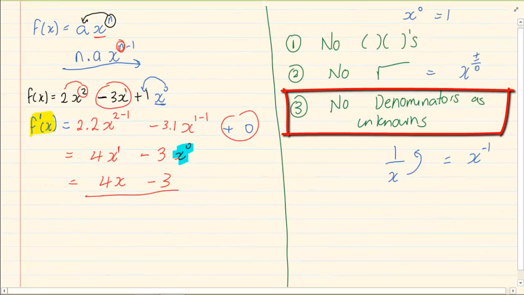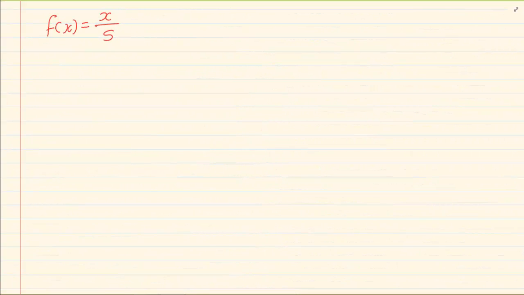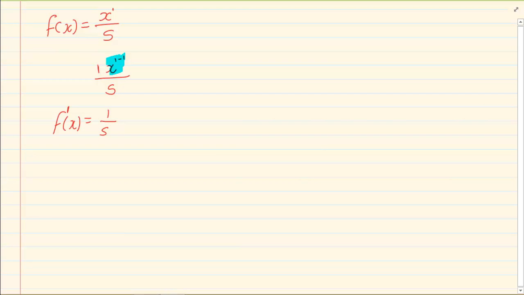If I gave you x over 5 and I told you, get me the derivative of x over 5. Now notice, the rule was no denominators that are unknowns. 5 is very known. You know 5. So in this case, you can simply do the derivative. There's a 1 there, so we're bringing our 1 in front. So we've got 1, x^(1-1), all over 5. 1 minus 1 gives me 0. So I've got 1 over 5. But look again, the copy.